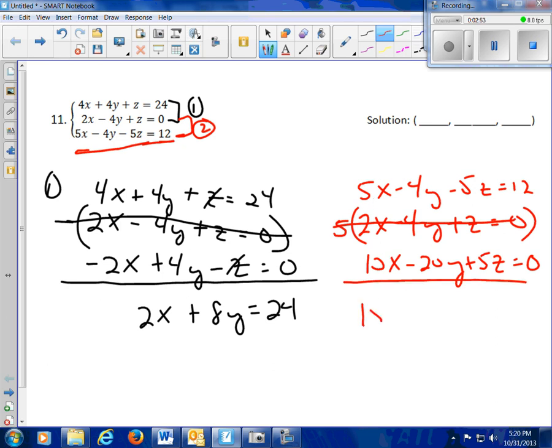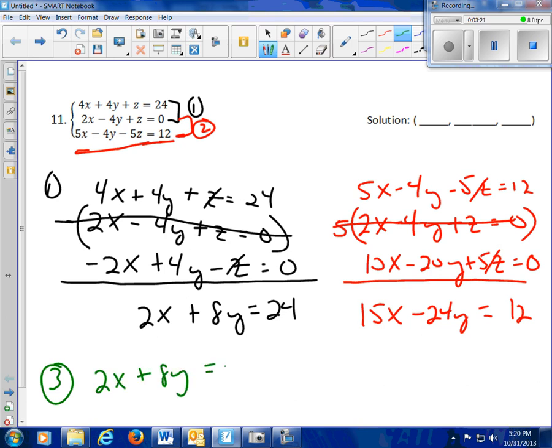5x and 10x make 15x. Negative 4y and negative 20y make negative 24y. And negative 5z and positive 5z cancel out, which is what I want. Now finally, 12 plus 0 is 12. So in the end of doing that, now I've got step 3. In step 3, I'm going to take both of these equations that I got from adding the equations with three variables together, and now I'm going to do elimination from here just like normal.